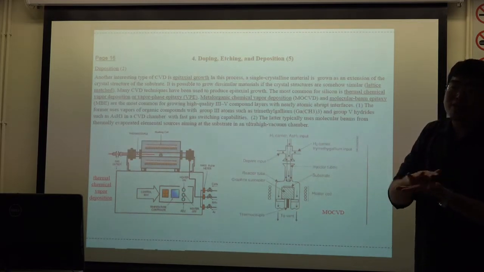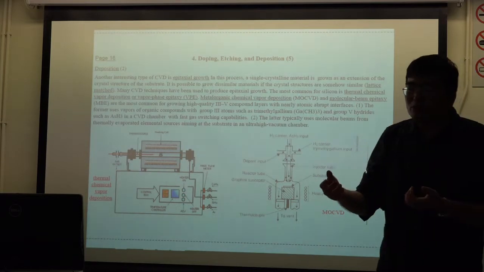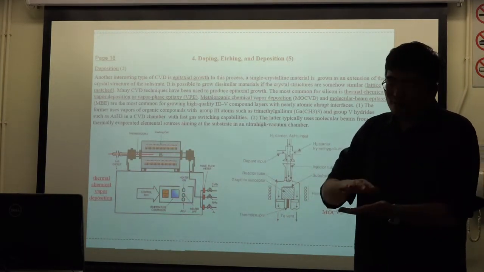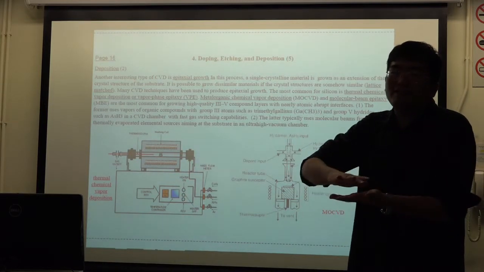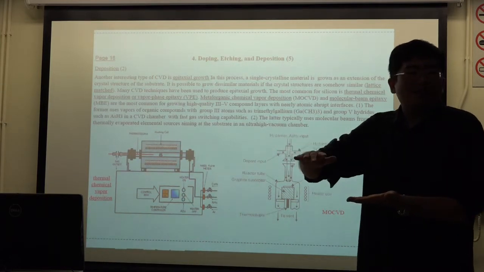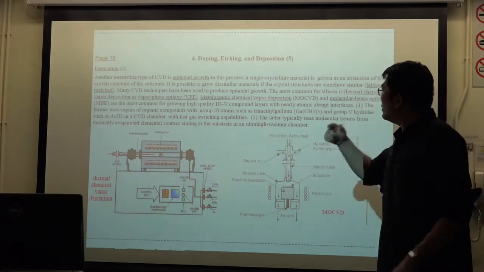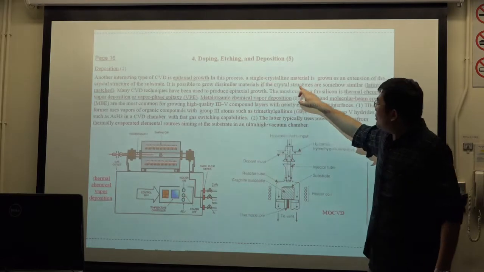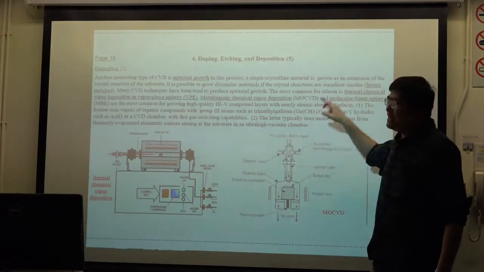Computers use silicon, right? Use silicon material. So if people want to change to III-V materials, you must grow them on a different substrate. That's very important because they have an issue. It's possible to grow a dissimilar material with a similar crystal structure. We call it lattice match.